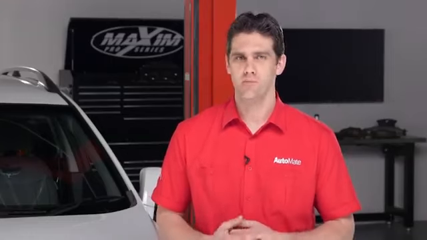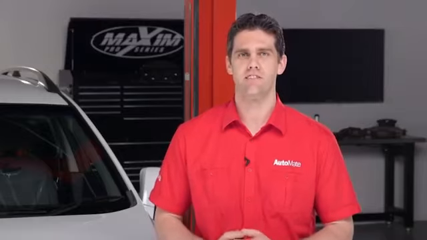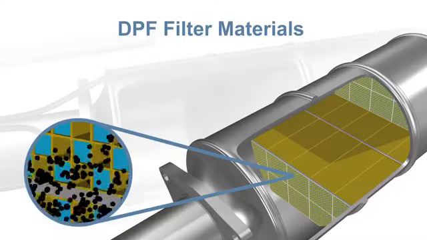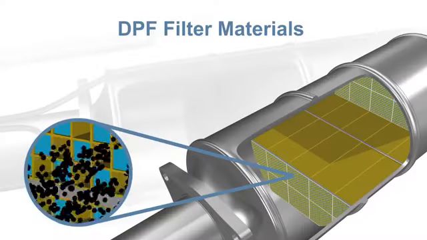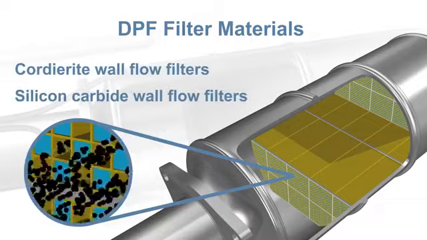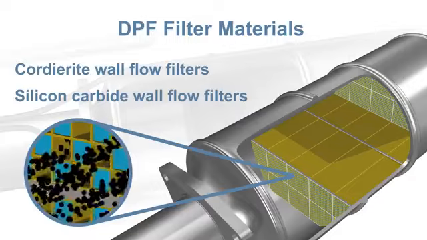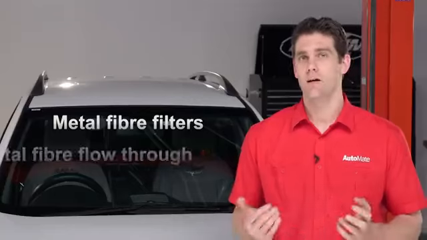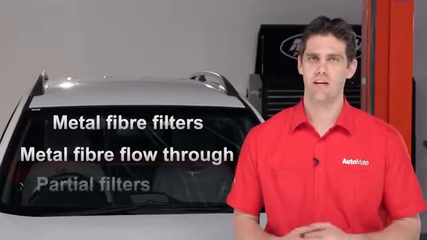Diesel particulate filter materials come in many variants. The most common materials used within a DPF are cordierite wall flow filters or silicon carbide wall flow filters. Other materials can include metal fibre filters, metal fibre flow-through filters and partial filters. Common rail diesel engines fitted with a DPF require a special low-ash oil.